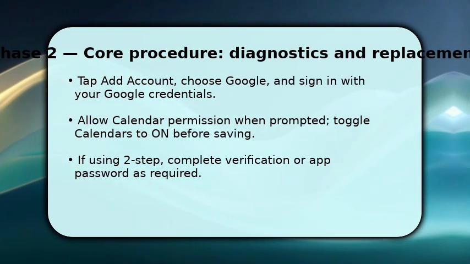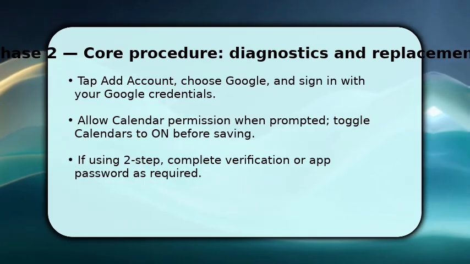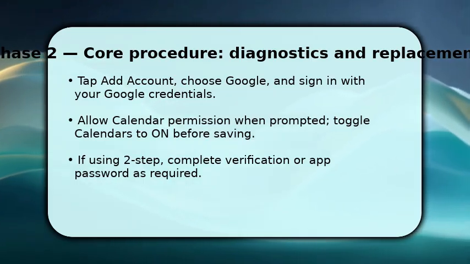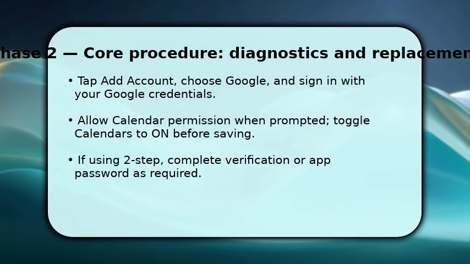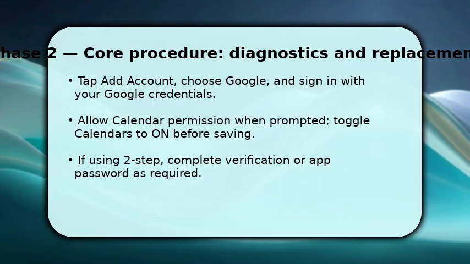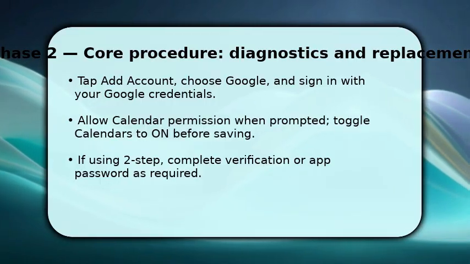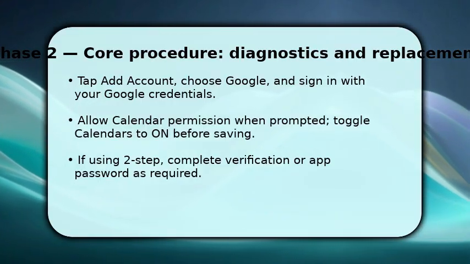Make sure to toggle calendars on. If you skip this, events won't appear. If you use two-step verification, complete it now or create an app password, otherwise sign-in will fail. Once you save, iOS will begin fetching calendars.